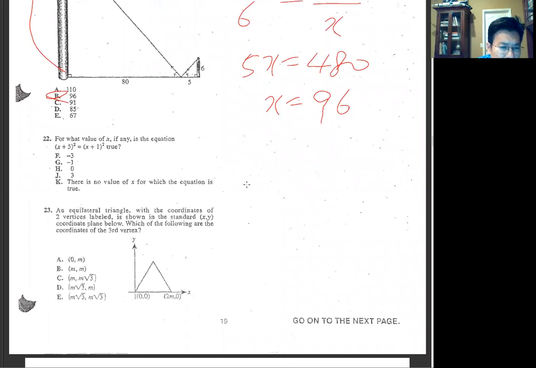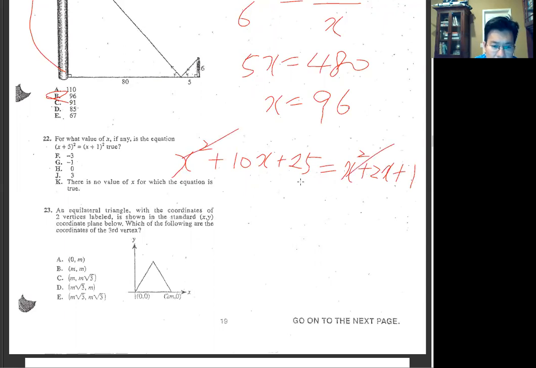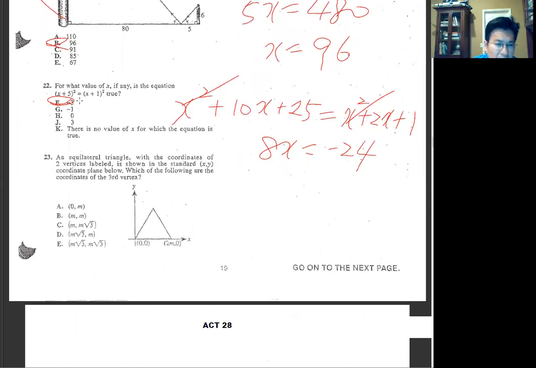What is true? Just solve it out. Left side: x squared plus 10x plus 25 equals x squared plus 2x plus 1. X squared goes away. 8x equals minus 24. X is minus 3. Or you can plug in, like the negative 3 here, it becomes 2 squared, 4. So here, negative 2 squared, 4. That makes sense. That's another way to do it.